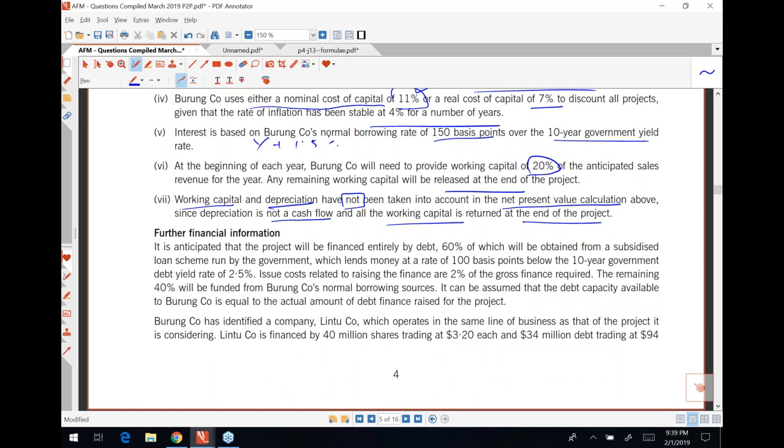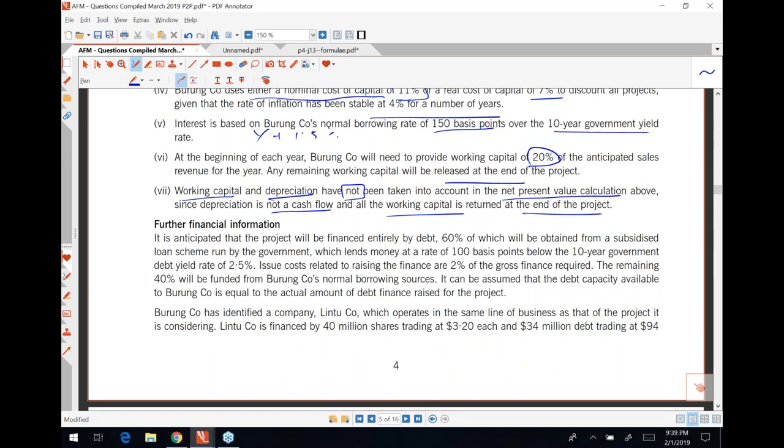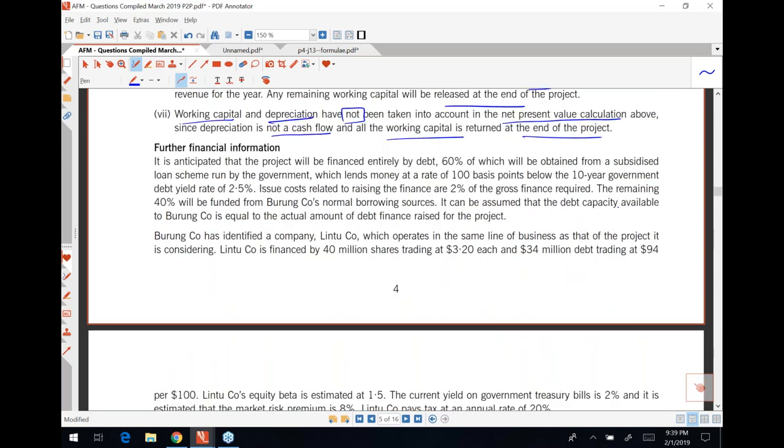Lastly, it says it is anticipated that the project will be funded by debt. There is something with respect to financing, so we'll read it again. It says the project will be financed entirely by debt, 60% of which will be obtained from a subsidized loan scheme run by the government. Issue costs are going to be this. The remaining 40% of funds will be from Bureau's normal borrowing sources.